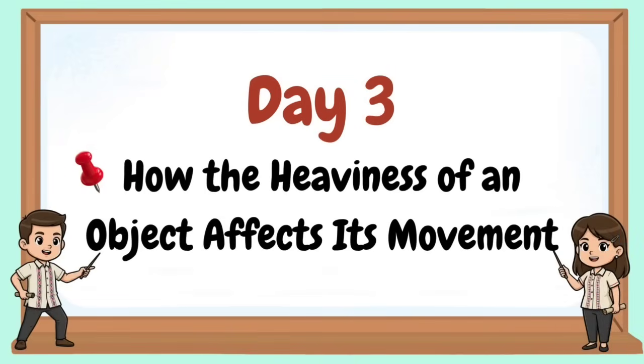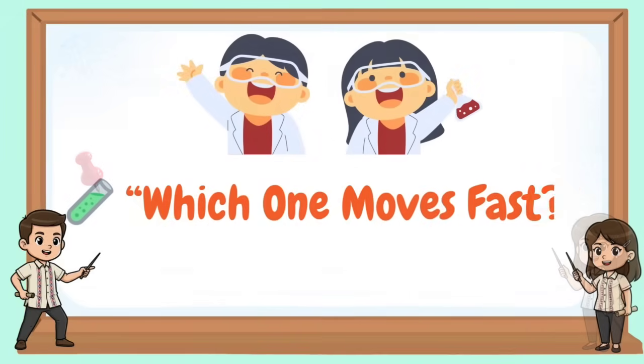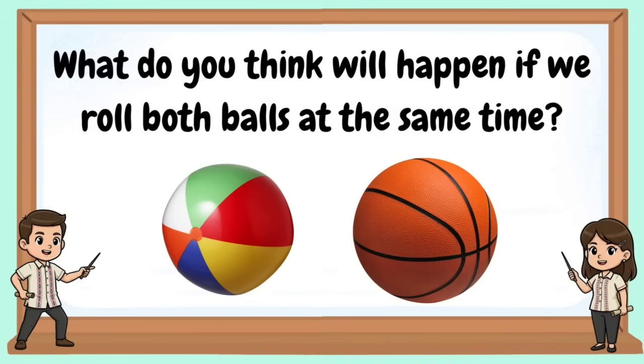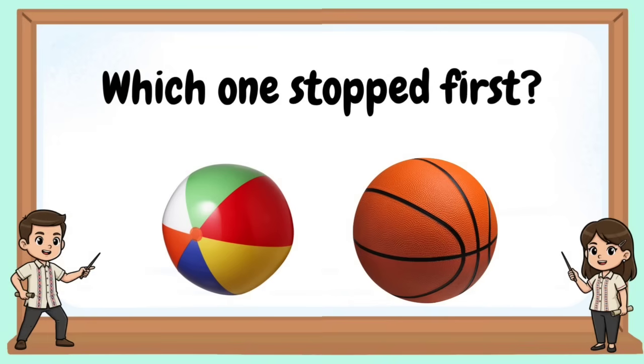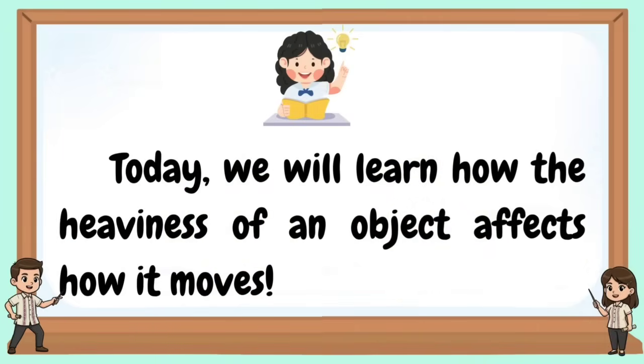Welcome to our day 3. How the heaviness of an object affects its movement. Which one moves fast? What do you think will happen if we roll both balls at the same time? Which ball rolled faster? Which one stopped first? Today, we will learn how the heaviness of an object affects how it moves.